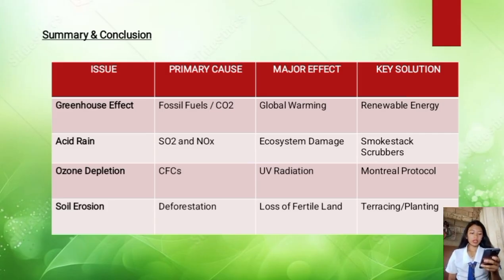So, ozone depletion: CFCs, UV radiation, Montreal Protocol. Ozone depletion increases harmful radiation exposure. Soil erosion: deforestation, loss of fertile land, terracing, planting. Soil erosion results in loss of fertile farmland.